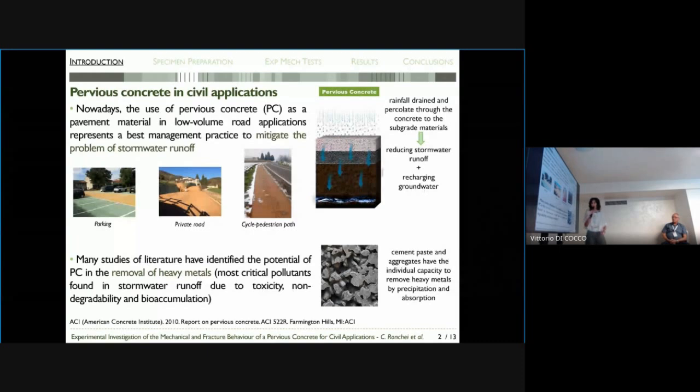Many studies in the literature have also identified the potential of PC in the removal of heavy metals, which are considered the most critical pollutants found in stormwater runoff due to toxicity, non-degradability, and bioaccumulation. In particular, both the fundamental components of PC, that is cement paste and aggregates, have the individual capacity to remove heavy metals by precipitation and absorption.